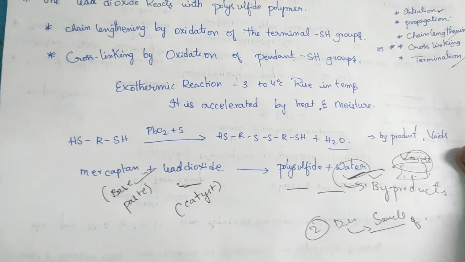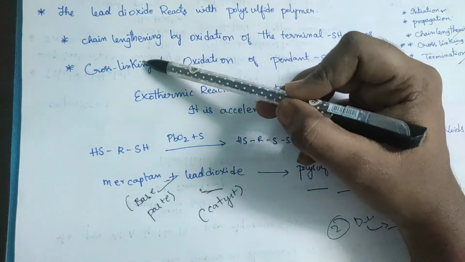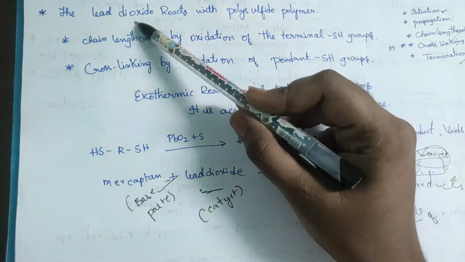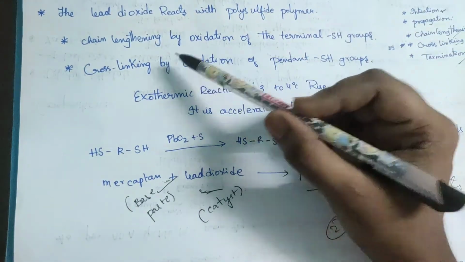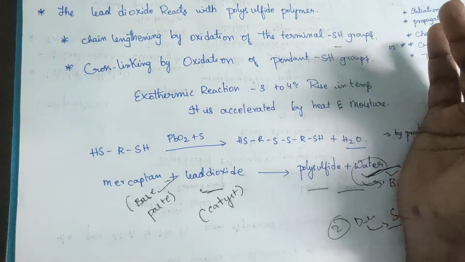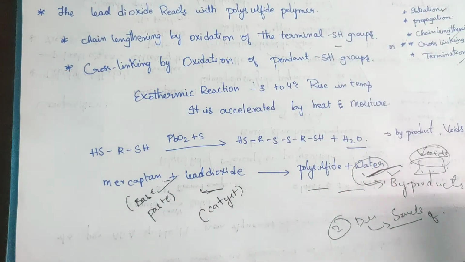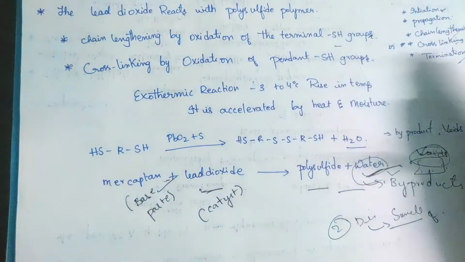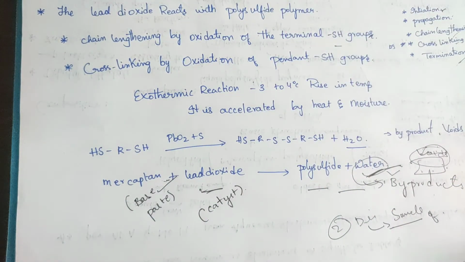In this polysulfide, what happens is there is chain lengthening and cross linking. I previously said that the initiator was the lead dioxide. In chain lengthening, there is oxidation of terminal SH groups. It is nothing but the sulfur groups, they react with each other and increase the length of the product. So that is the chain lengthening. In that way, it increases the length of the polysulfide.